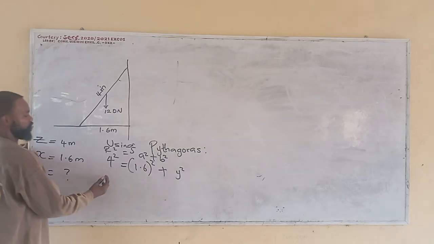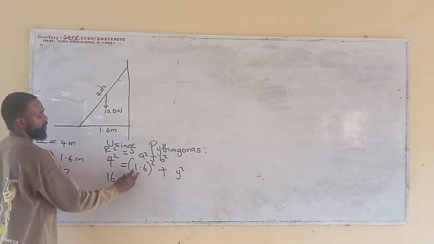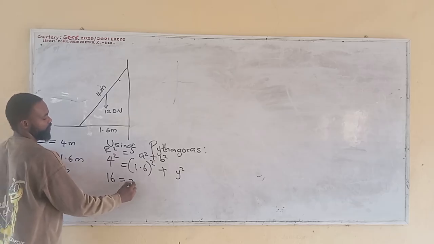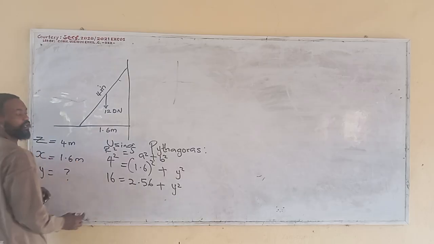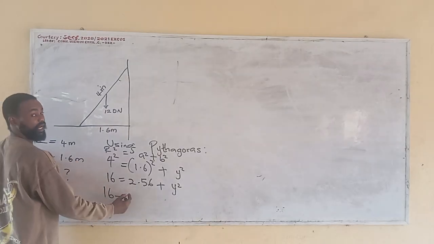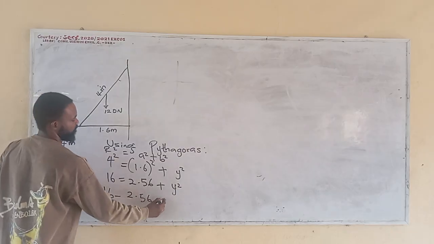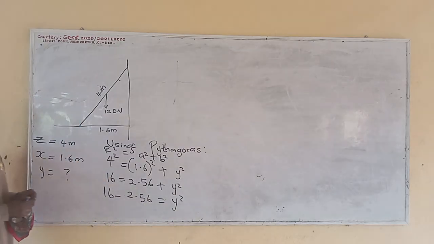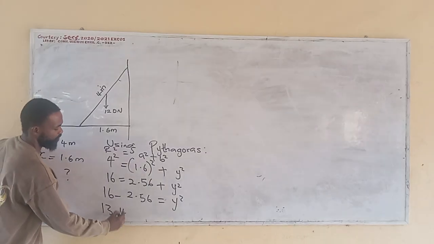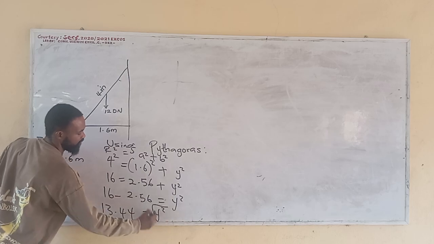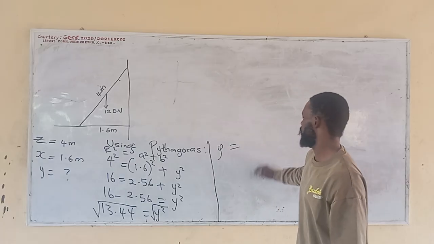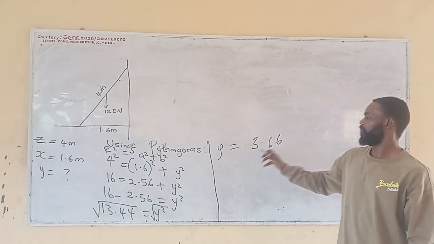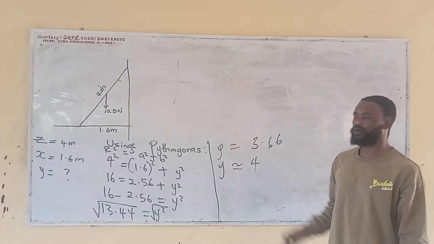So 4 squared is what? 16. What about 1.6 squared? 2.56, plus y squared. This thing, if you cross over, should be minus. So we want to subtract it. What do we have? 13.44 equals y squared. So I can take the square root of both sides, so y will now be what? 3.66. And you know that this means y is approximately 4. Do you agree?